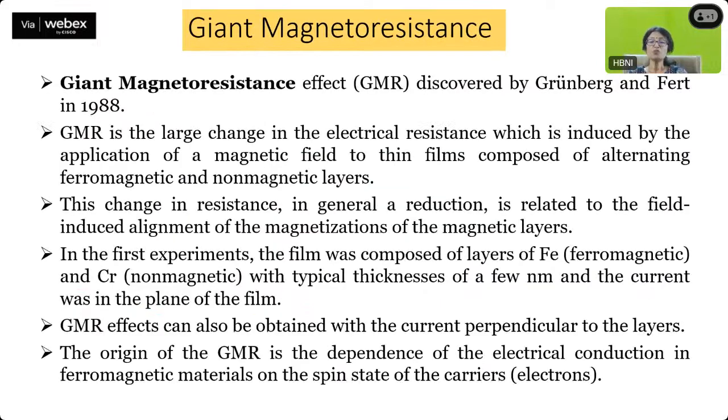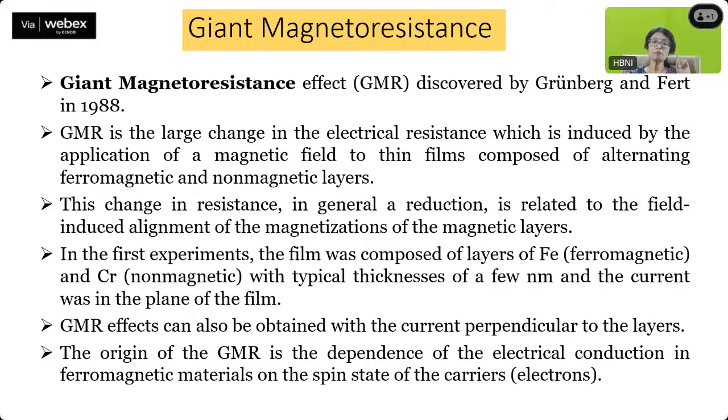This effect was discovered by Grunberg and Fert in 1988. It is a large change in the electrical resistance, induced by the application of a magnetic field to thin films composed of alternating ferromagnetic and non-magnetic layers. This change in resistance, which is in general a reduction in the resistance, is related to the field-induced alignment of the magnetization of these magnetic layers. In the first experiments, the films were composed of layers of iron, which is ferromagnetic, and chromium, which is non-magnetic, with a typical thickness of a few nanometers, and the current was applied in the plane of the film.